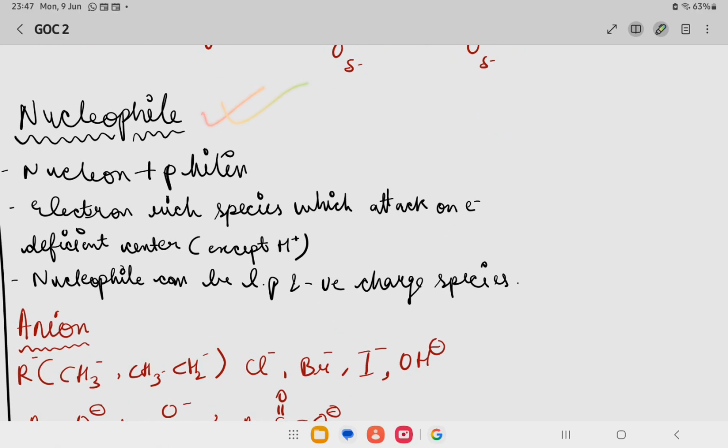Nucleophile. Nucleophile, nucleus plus phile. Phile already we know, to love. Nucleus lovers are known as nucleophiles. Electron-rich species which attack on electron deficient center, which means that as a species जिनके पास खूब सारा इलेक्ट्रॉन हो वो क्या करेगा, जिनके पास ना हो उन पे जा कर के अटैक करेगा.